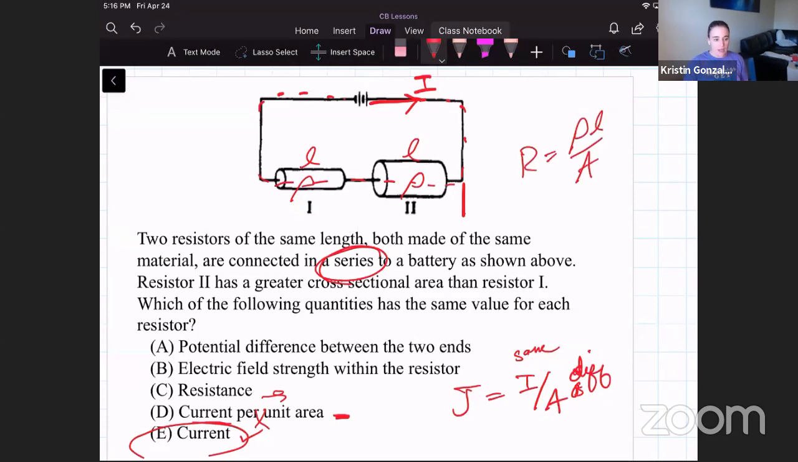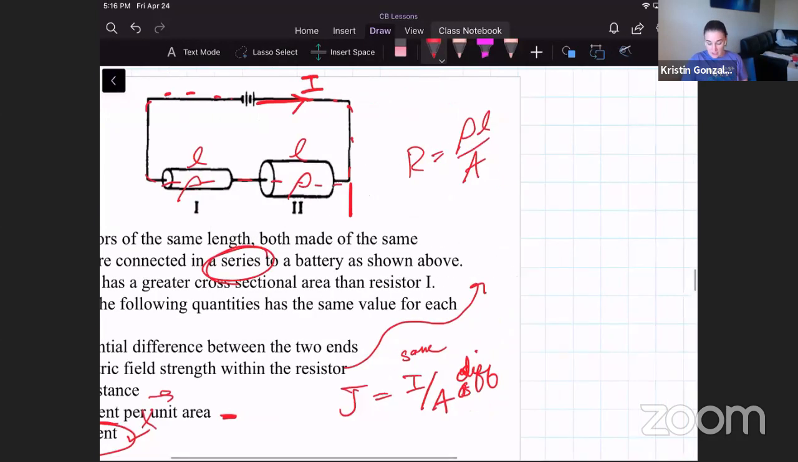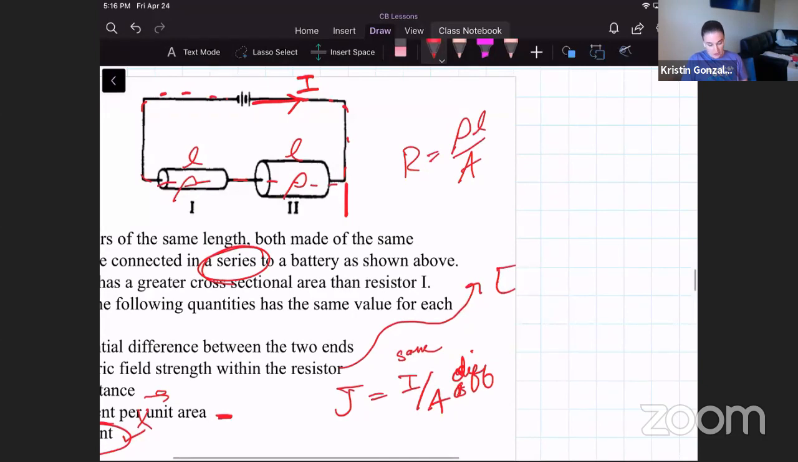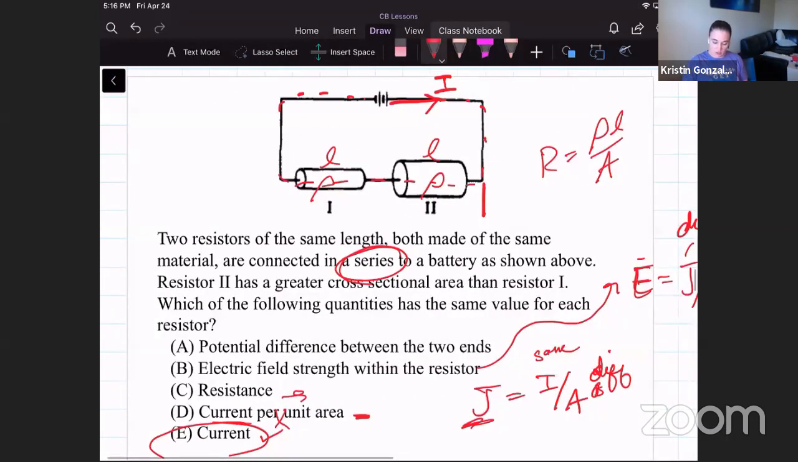What about the electric field strength within the resistor? That one's maybe not as obvious as the other answers. Another equation we derived last night was that the electric field within a conductor or wire is equal to the current density times the resistivity. Here the resistivity is the same, but we just determined that the current density J is not the same. So they can't have the same electric field going through them.